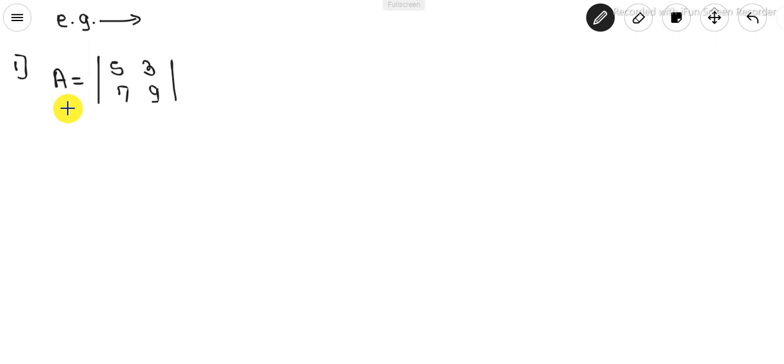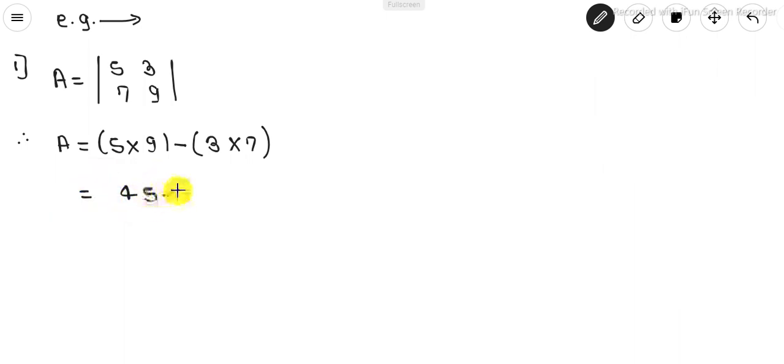I said that the value of determinant is found by cross multiplication. Therefore, the value of determinant A is equal to 5 into 9 minus 3 multiplied by 7. Therefore, the value of determinant A is equal to 45 minus 21. Therefore, the value of determinant is 24. This is the value of determinant. Now we solve the second example in your book.